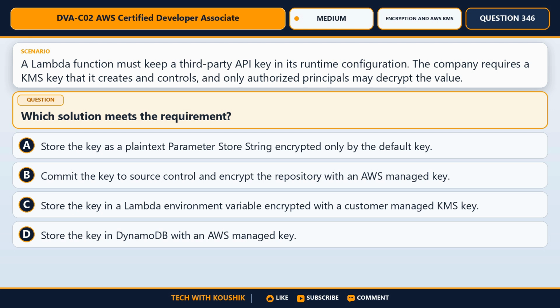Option A. Store the key as a plaintext Parameter Store string encrypted only by the default key. Option B. Commit the key to source control and encrypt the repository with an AWS managed key. Option C. Store the key in a Lambda environment variable encrypted with a customer-managed KMS key. Option D. Store the key in DynamoDB with an AWS managed key.